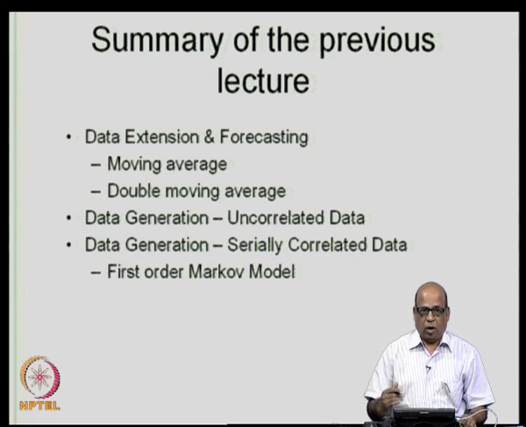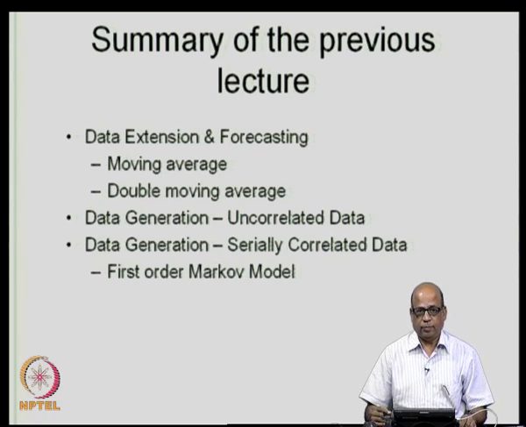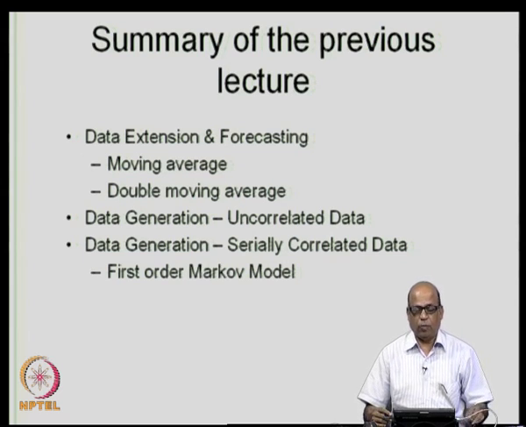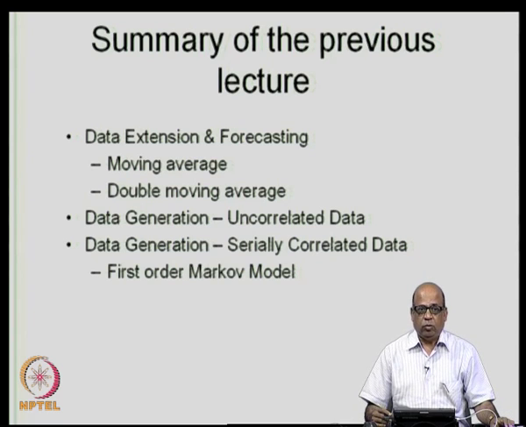So, to account for such serial dependence in the data, we have discussed in the last lecture the first order Markov model, and specifically for generating annual stream flows. The first order Markov model is also in hydrologic literature oftentimes called the Thomas Fiering model, after the hydrologist who proposed this particular model. So, we will continue the discussion today on serially correlated data.